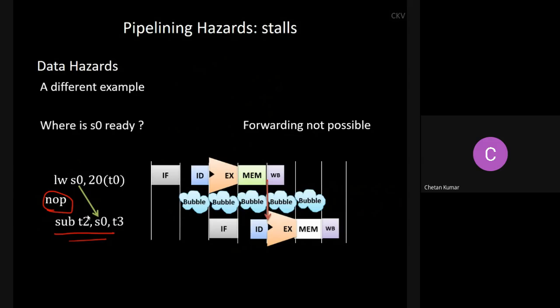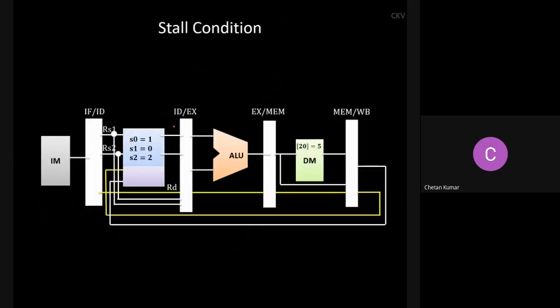We'll do the analysis just like we did in the earlier case. We'll assume a pipeline structure like this. Okay, we'll assume some initial values for S0, S1, and S2. We'll also assume that the memory location that I'll be using is 20, and the value that is available in that memory location is 5. Okay. Now let us assume some instructions.